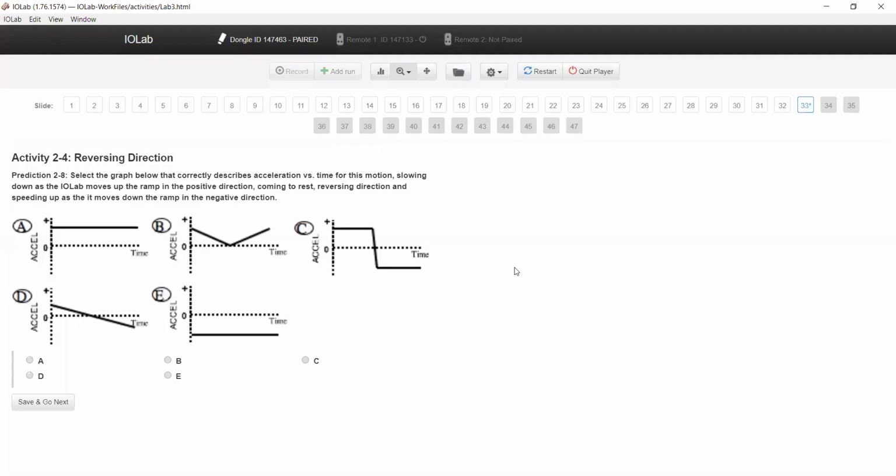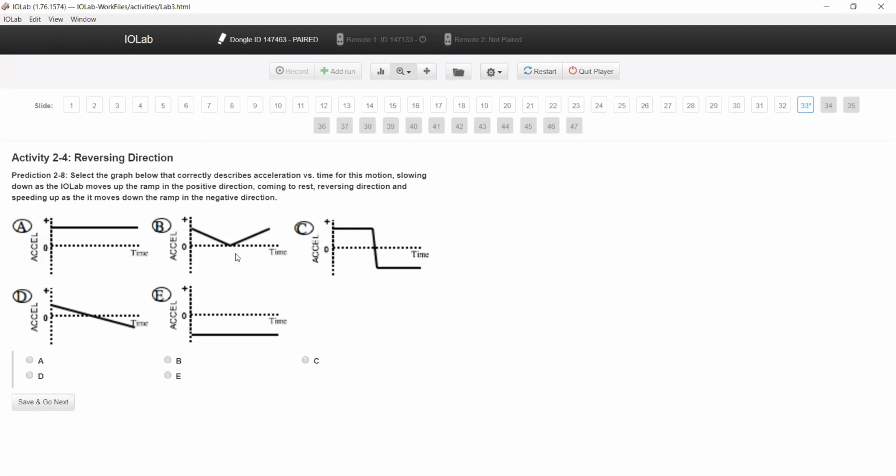In the next slide, it is about the acceleration. Based on our general rule for three instances of time, consider the acceleration for slowing down as the IOLab moves up the ramp in the positive direction. Up is the positive direction, we are slowing down in the positive direction, we come to rest and we reverse the direction. Confusion could be at the turning point.